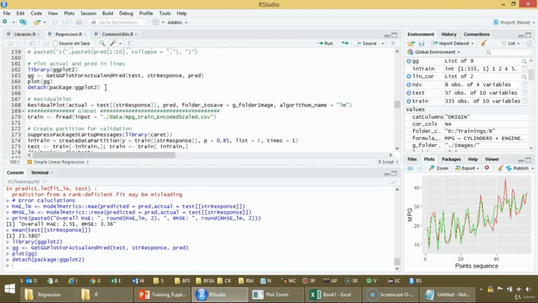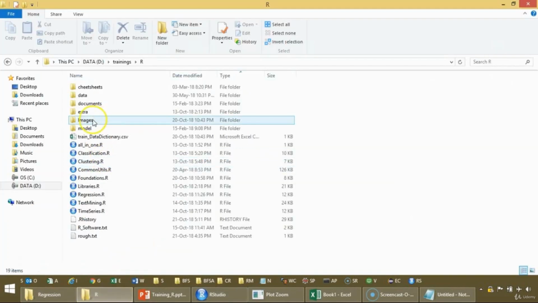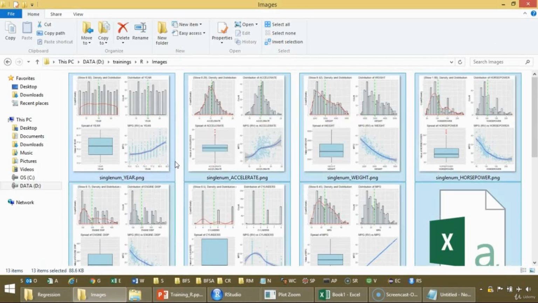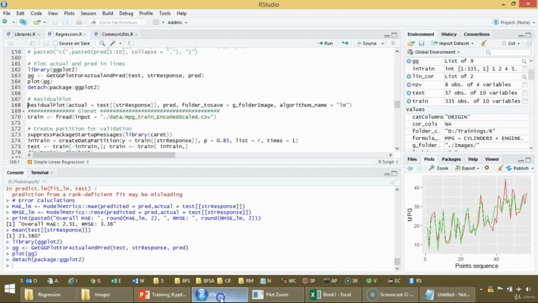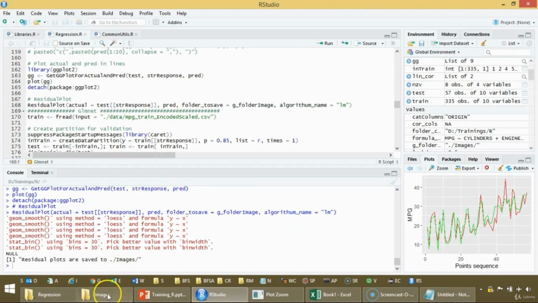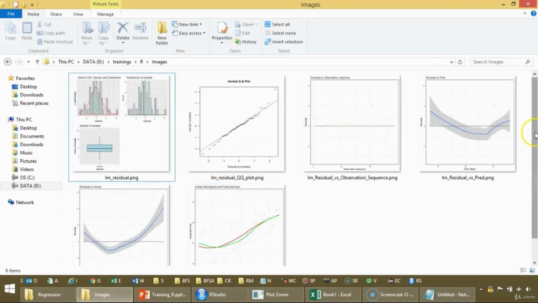And the residual plot. Before we go ahead and do the residual plot, let us clear up the image folder. I'm selecting all and deleting all. This image folder is clean now. So the residual plot takes the actual, the predicted, and the place to save, and the algorithm is simple so that it can be referenced. I'm running line 168, and it has started running. It is saved as well. So let us see what it has done.